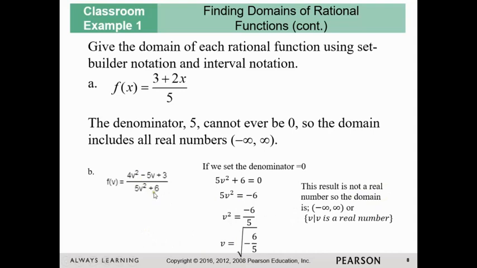So there are no excluded values in this case, because there's no way using real numbers that we can end up with a 0 in the denominator here. In interval notation, we would say the domain is negative infinity to infinity. In set builder notation, we would say the set of all v's where v is a real number. So in this particular case, the domain is all real numbers.